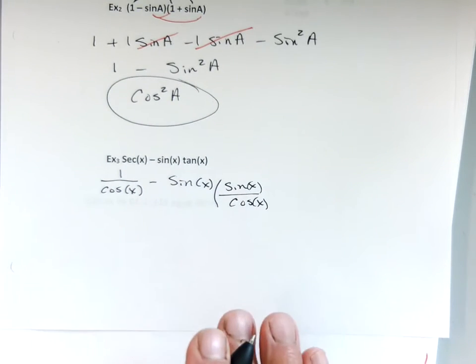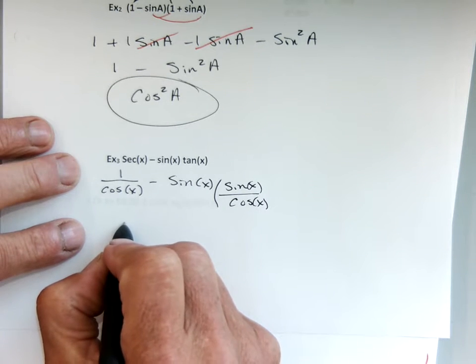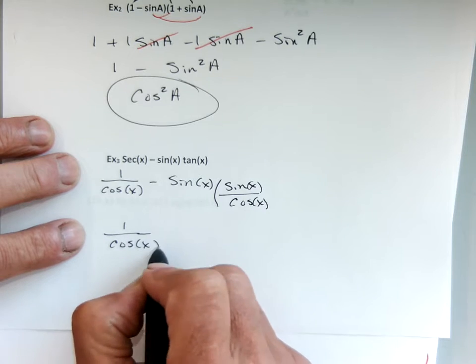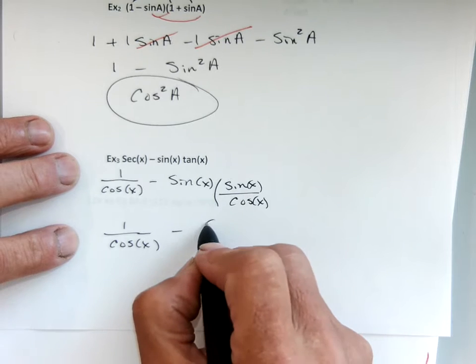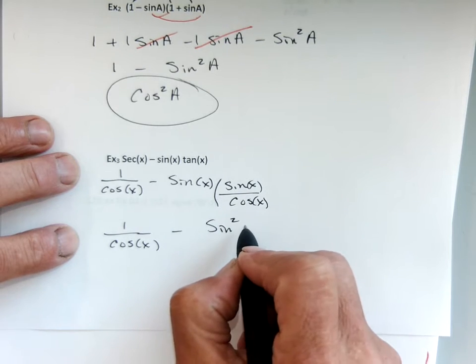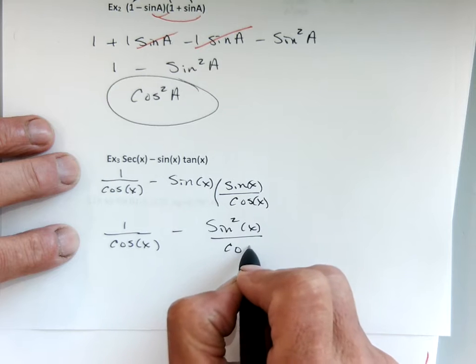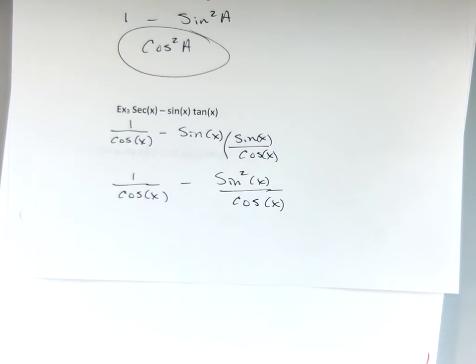Well, let's see if I can simplify that a little bit. I've got 1 over cosine of x minus, well, sine times sine is sine squared, but we write it as a sine squared like that. Remember, the square goes inside: sine squared of x over a cosine of x, okay? I don't think I've made it much better yet, but it's going to be.